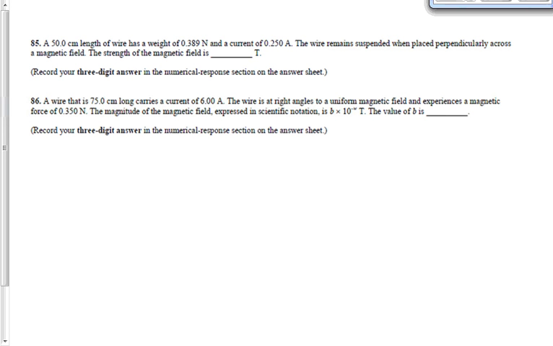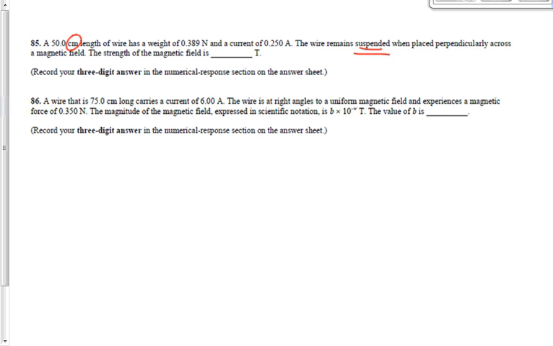Number 85 says a 50 centimeter length of wire, and we want to draw attention to the centimeters, right? It has a weight of 0.389 newtons and a current of 0.250 amps. The wire remains suspended. That's a key word too, right? Suspended. What does that tell us? I like it when we see keywords like that in general because they kind of tell us what to do.